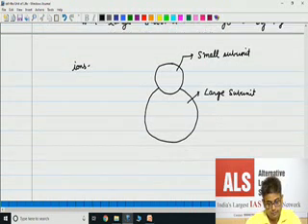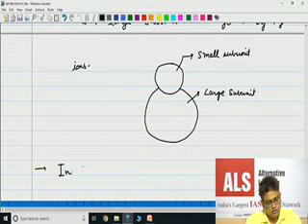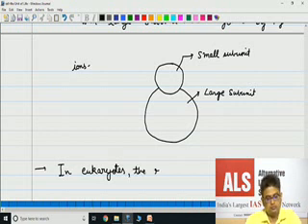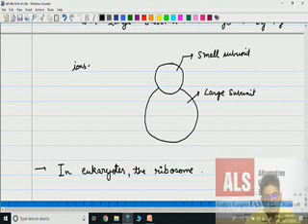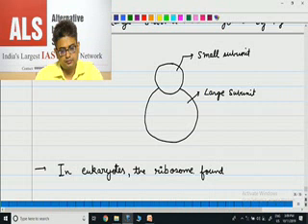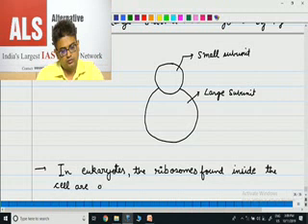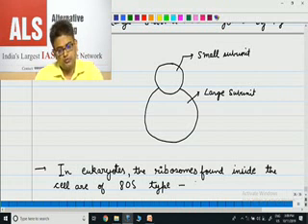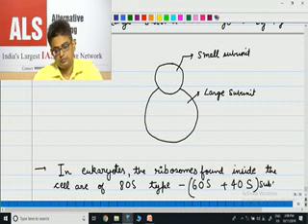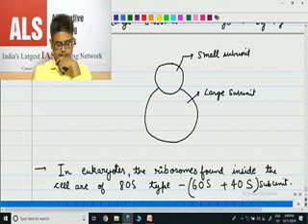So you can write now. In eukaryotes, the ribosomes found inside the cell are of 80S type, and it is made up of 60S subunit plus 40S subunit. 60S is larger, 40S is smaller.